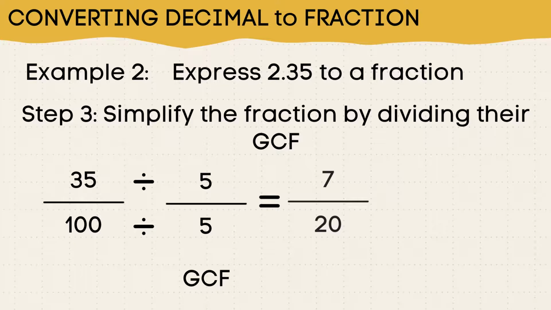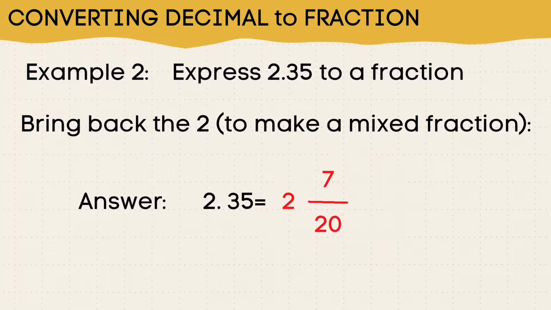Is 7 over 20 the final answer? All right, so that is not yet the final answer. Always remember that we have set aside 2 a while back, so we have to bring it back. So just write 2 before the fraction. Therefore, the answer is 2 and 7 over 20, or the fraction form of 2.35 is 2 and 7 over 20.